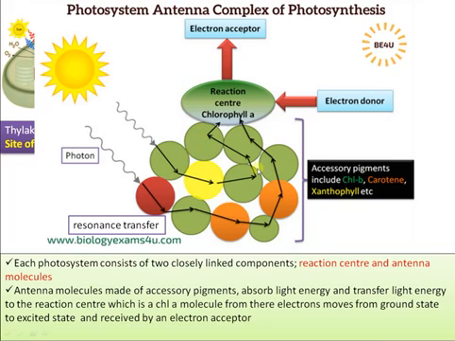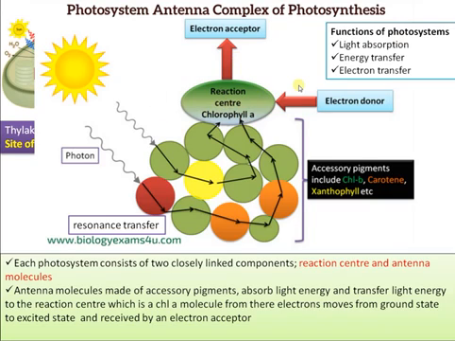Ultimately, this energy is channeled into the reaction center chlorophyll a molecule, from where electrons are moved from the ground state to the excited state. That is received by an electron acceptor, and moves through different electron carriers, providing energy for the creation of an electron gradient and ultimately the synthesis of ATP and NADPH. We have discussed that part in the video on cyclic and non-cyclic photophosphorylation in detail. So in summary, these are the functions of a photosystem. It is involved in light absorption, transfer of energy, and ultimately transfer of electrons.